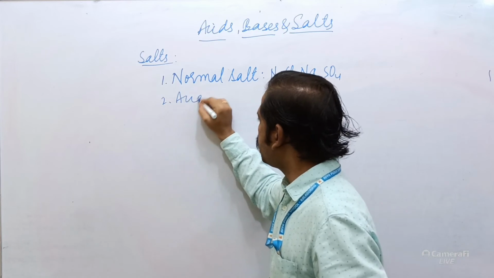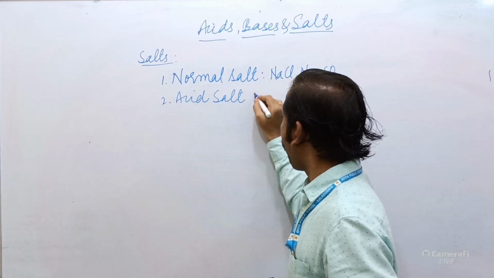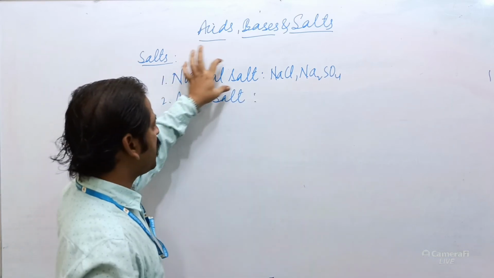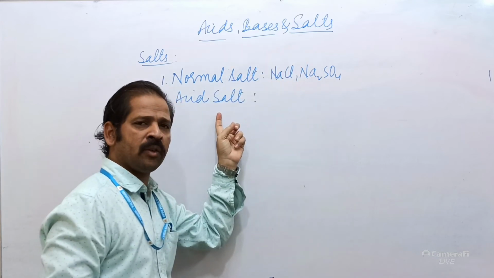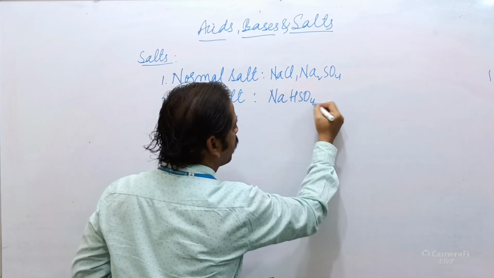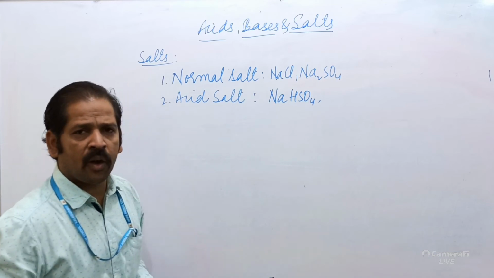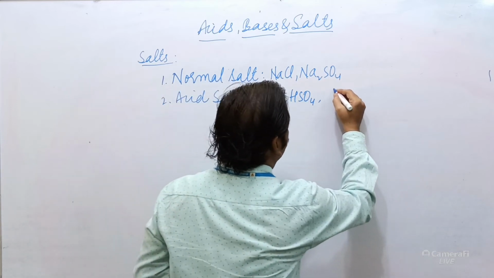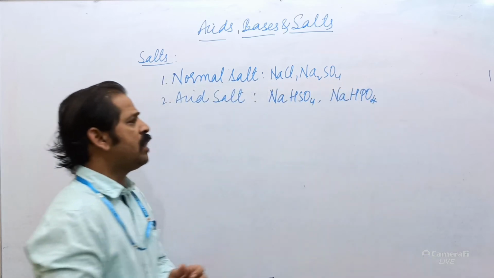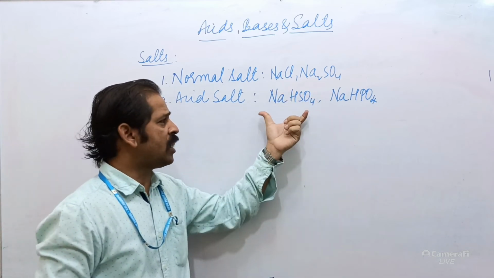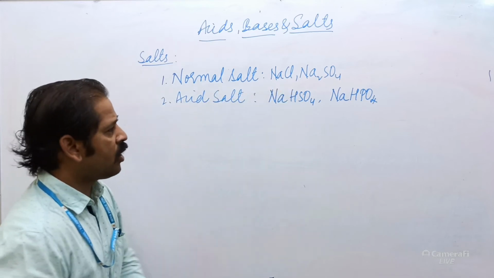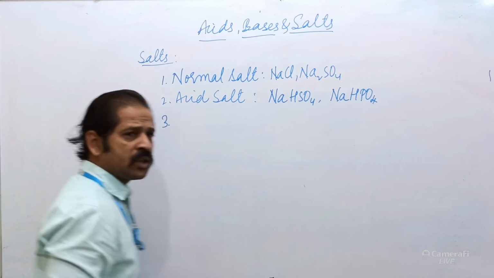Second one is acid salt. In acid salt, the partial replacement of hydrogen will be there. Here, complete replacement of hydrogen will be there; here, the partial replacement of hydrogen will be there. Examples are sodium hydrogen sulfate, sodium hydrogen phosphate, sodium bisulfate. It is acid salt. Third one is basic salt.